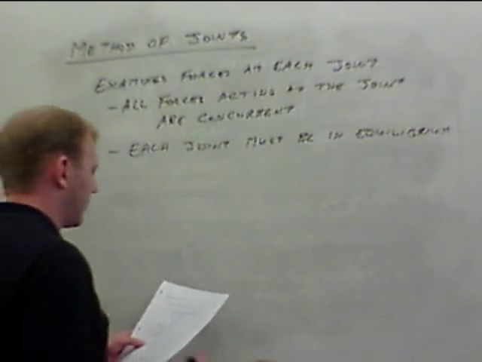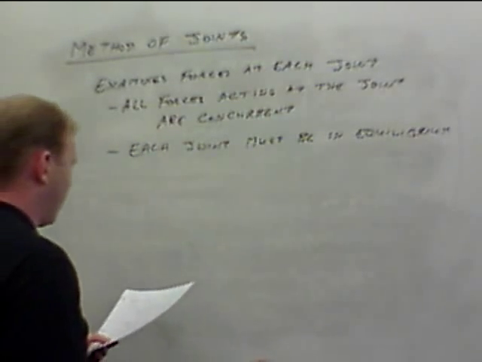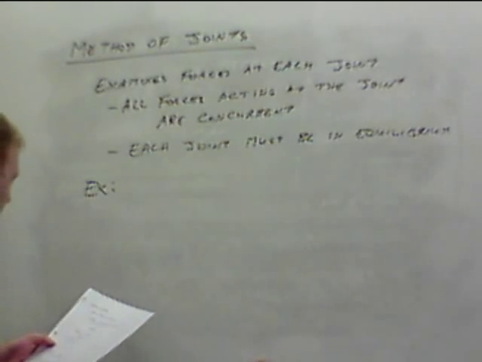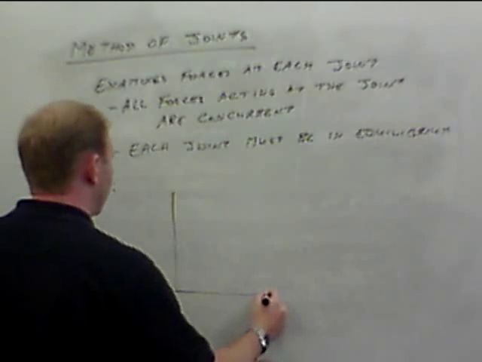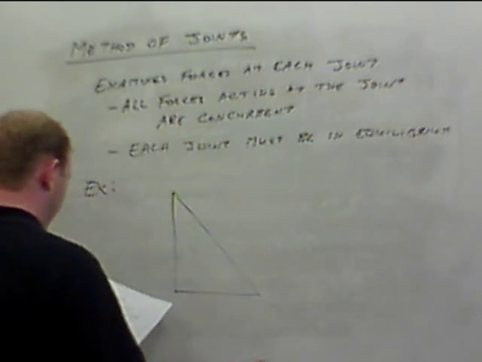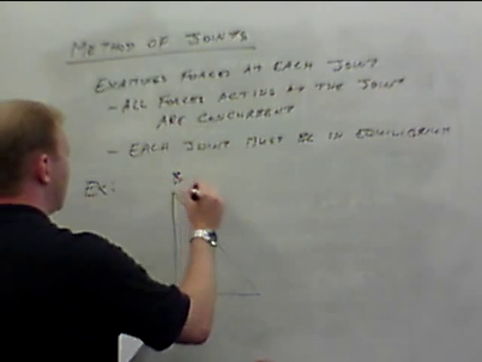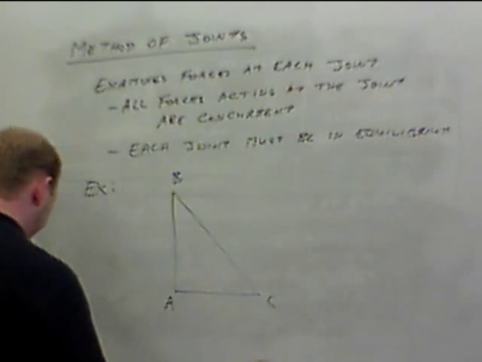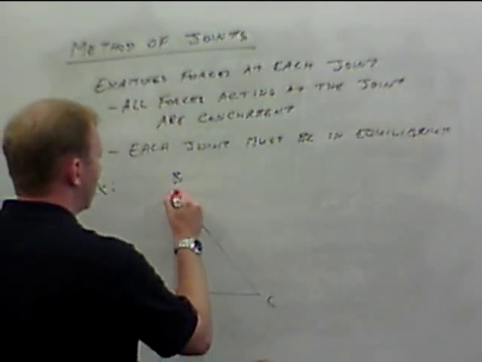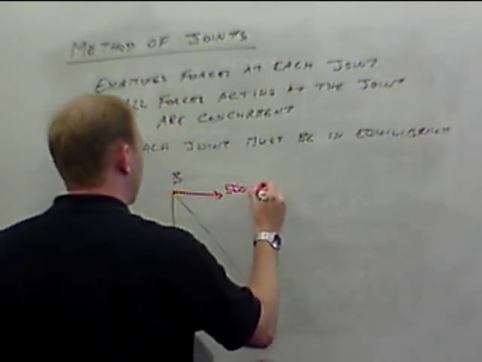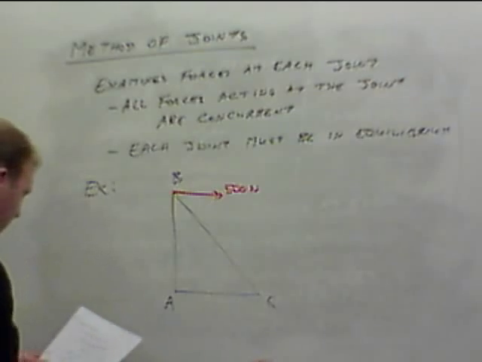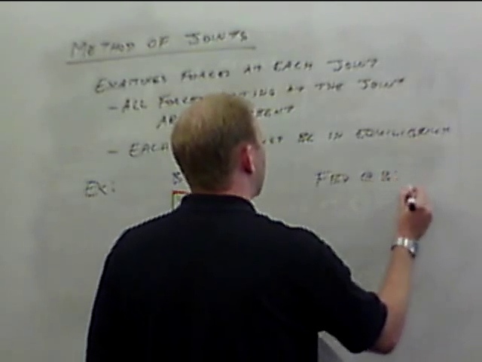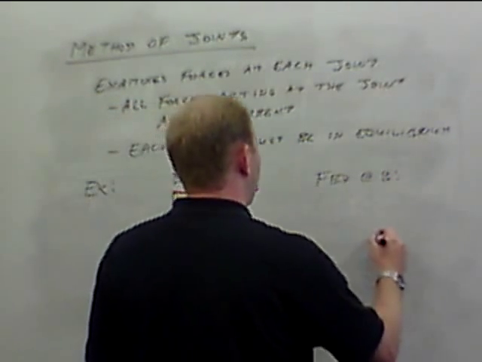So, again, we end up drawing free body diagrams of each individual joint. A simple example here, without any numbers really: we have a nice, simple triangular truss, truss A, B, C, and say we have a 500 Newton force applied horizontally at B. What we do is we draw the free body diagram at point B.